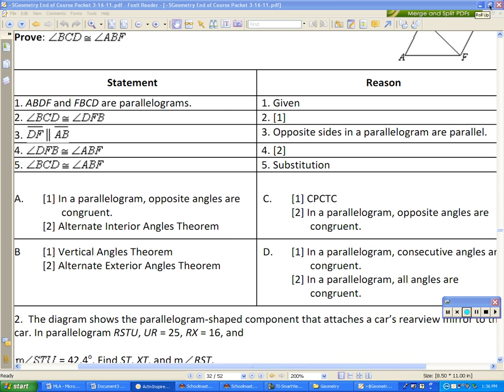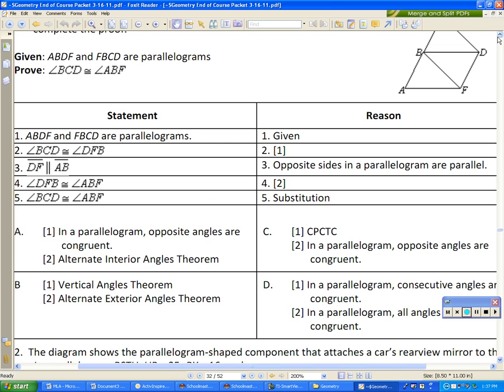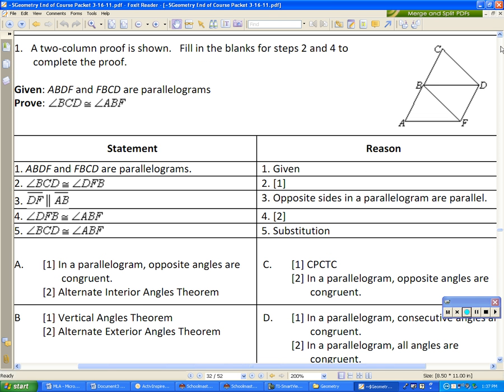You'll be expected to know those types of things, and expected to use those to solve problems. So that's what they're testing, is do you know that in a parallelogram, opposite sides are congruent. Okay, so we're going to use this now to fill in some blanks here on a proof. And this is actually a multiple choice problem. It's kind of weird.